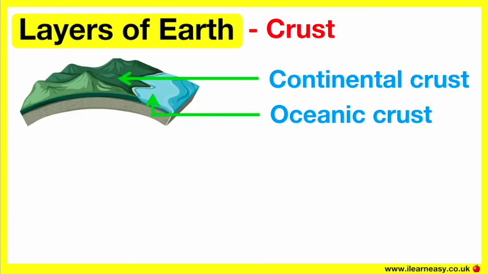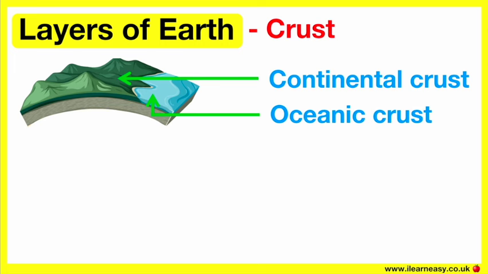The crust. There are two types of crust, continental and oceanic. The crust is the thin outer layer of the Earth. The crust is about 15 to 25 kilometers thick. The continental crust under continents is about 25 miles thick, and the oceanic crust under the oceans is about 5 miles thick.